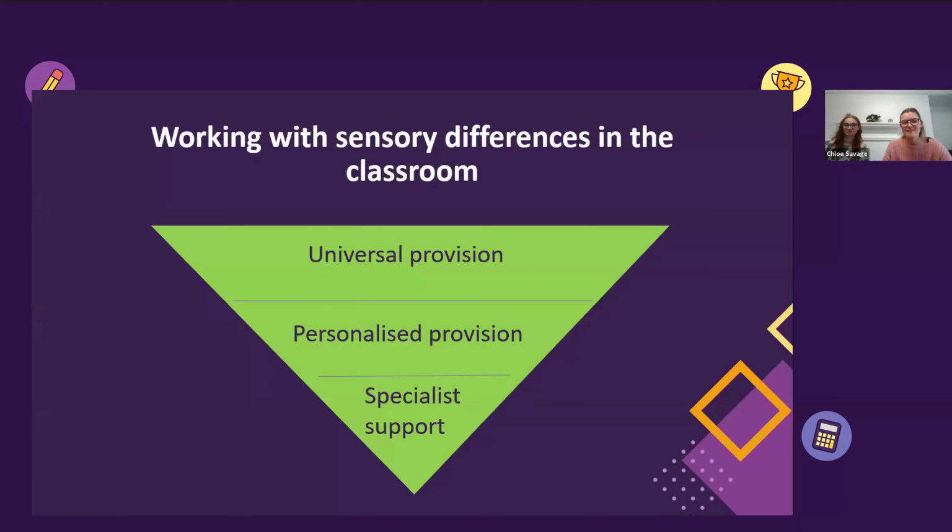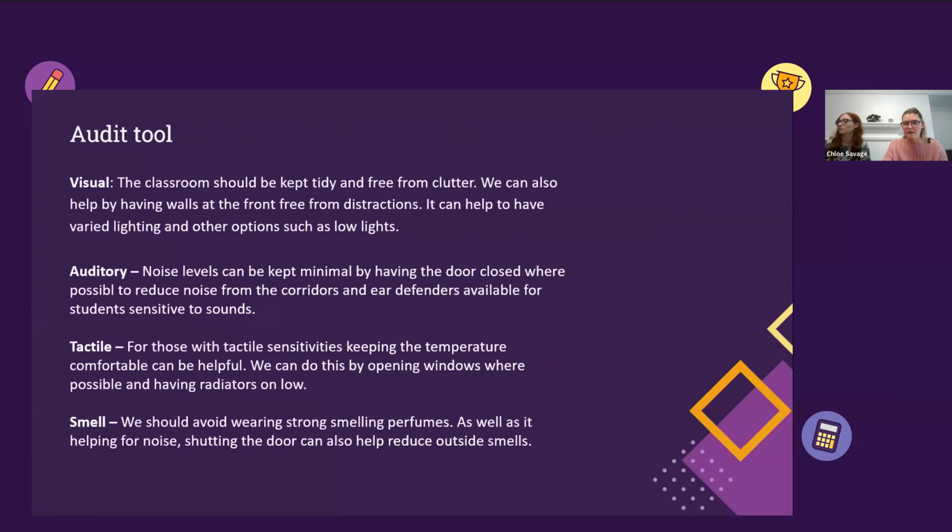So just to move on now to provision and what we can do. We're going to start with talking about universal provision. That's something as teachers, as classroom assistants, as people working in school, you can do for everyone in the classroom. And then we'll move on to the next levels of what you can do if that doesn't work. So, Rach, I'll hand over to you.